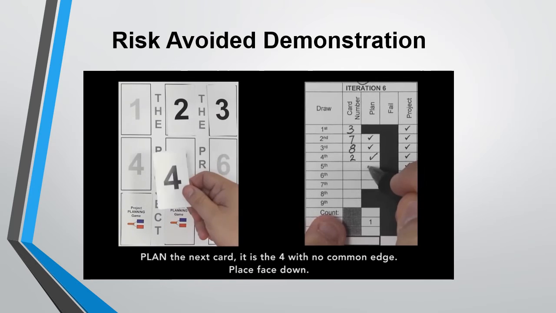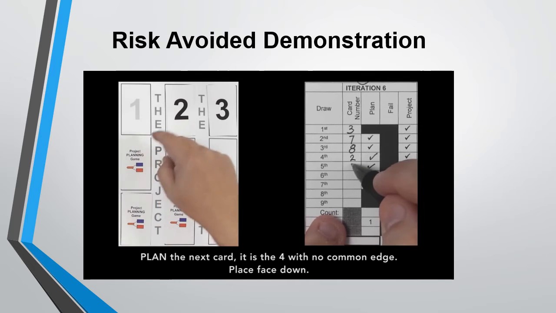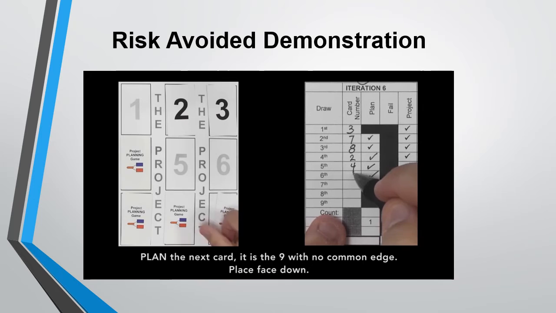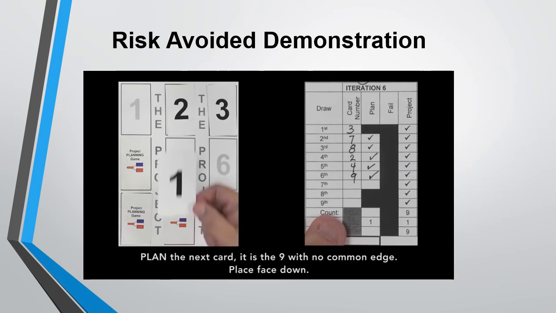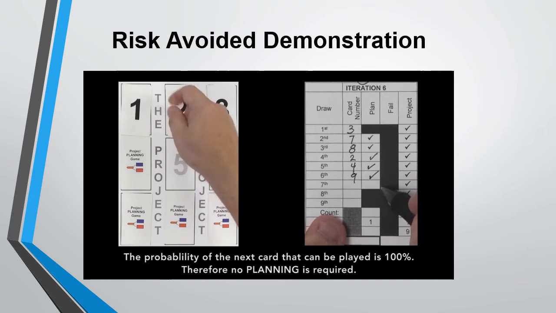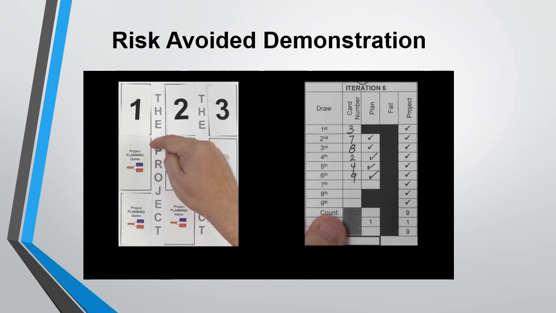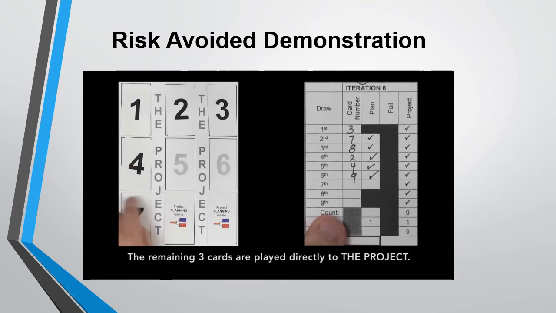Plan the next card, it is the 4, no common edge, placed face down. Plan the next card, it is the 9, no common edge, placed face down. The probability of the next card can be played is 100%, therefore no planning required. The remaining 3 cards are played directly to the project.